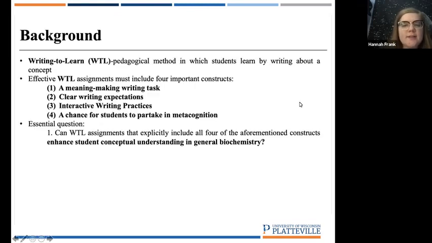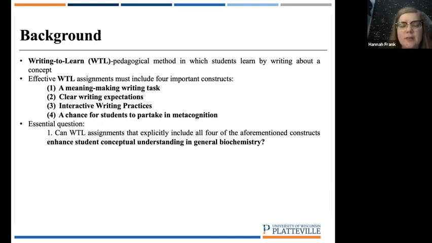Just to start out, to give you a little bit of background about our research project, we were focusing a lot on this pedagogical method known as writing to learn. And that is exactly what it sounds like. It's a method in which students learn by writing about a concept. So for example, if you were teaching your class about chemical reactions, you would assign them a writing assignment about chemical reactions, and then they would use that writing assignment to learn about chemical reactions.